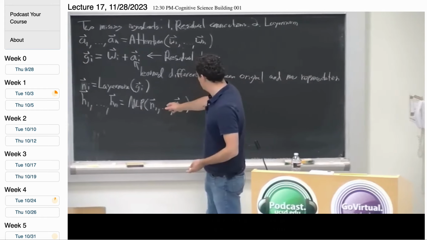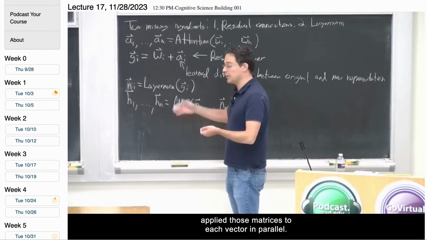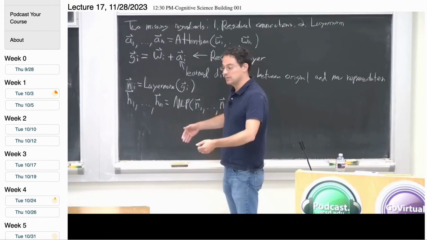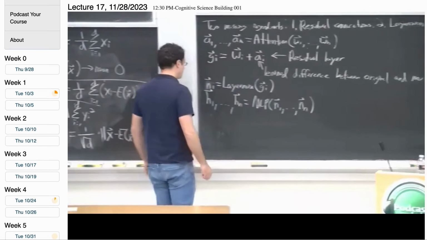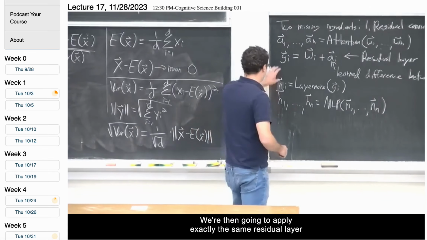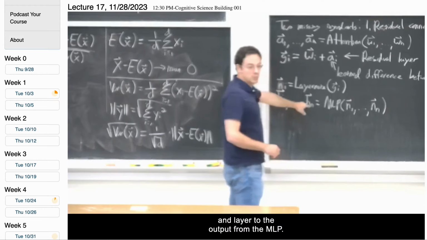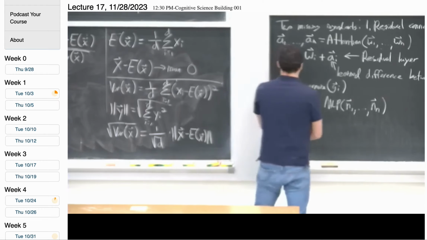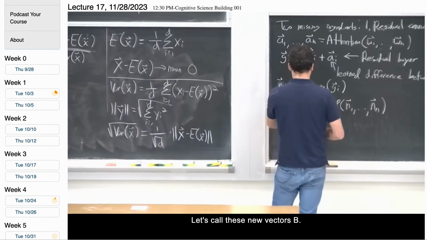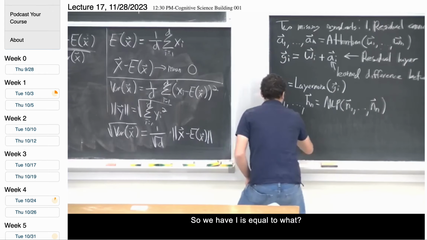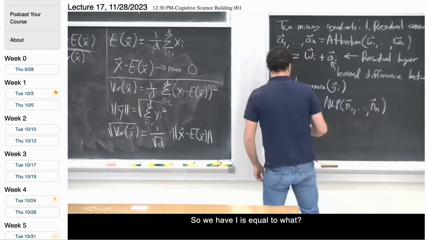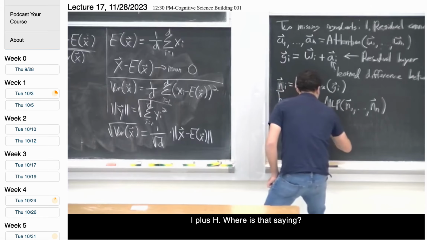So what does the MLP do? It took in each of these individual vectors and applied those matrices to each vector in parallel. So the vectors there don't mix. We're processing each of the vectors in parallel. We're then going to apply exactly the same residual layer and layer norm to the output from the MLP. So let's call these new vectors B's. So we have Bi equal to Ni plus Hi.